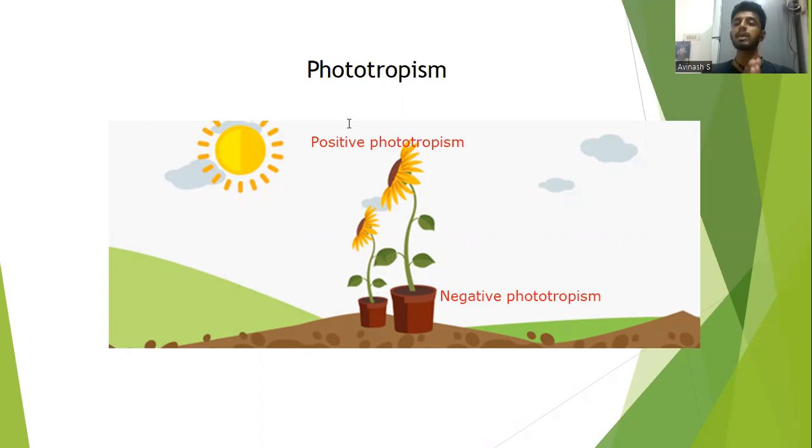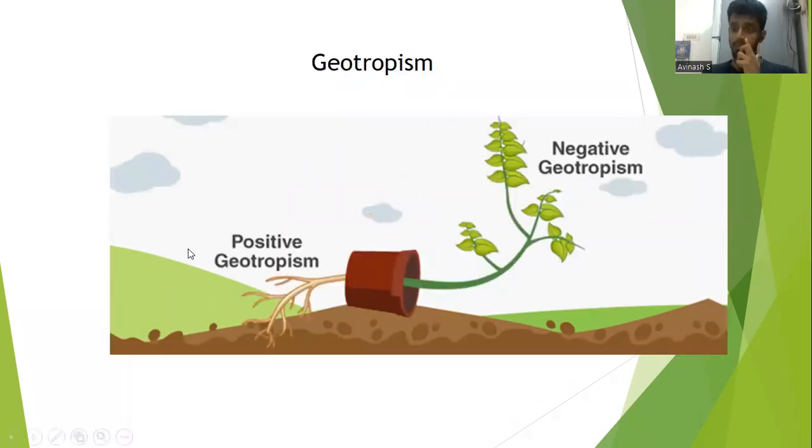To summarize this, the trigger is sunlight, and the shoots will move towards the sunlight and roots will move away from the sunlight, or in the opposite direction. Like this, we also have one more thing called geotropism. In geotropism, the word geo stands for earth or soil. We know that the roots will move towards the soil, as you can see here. The roots are moving towards the soil. That is called positive geotropism, or towards the earth.